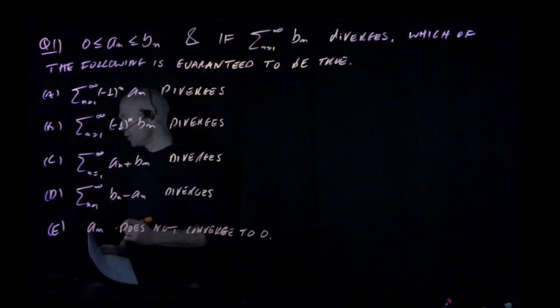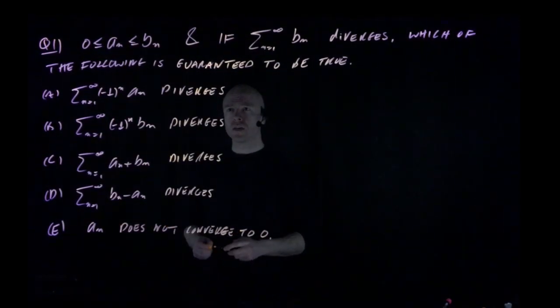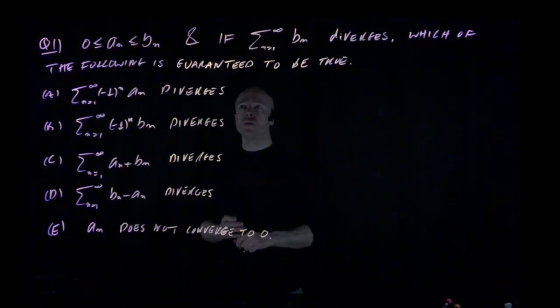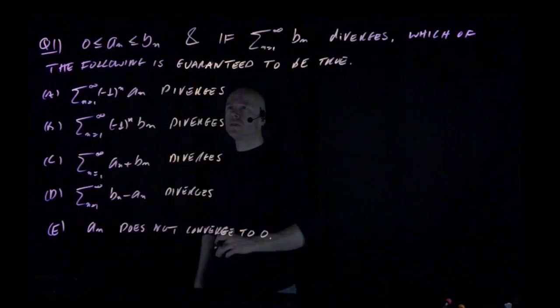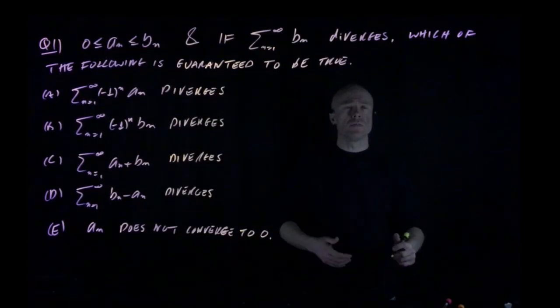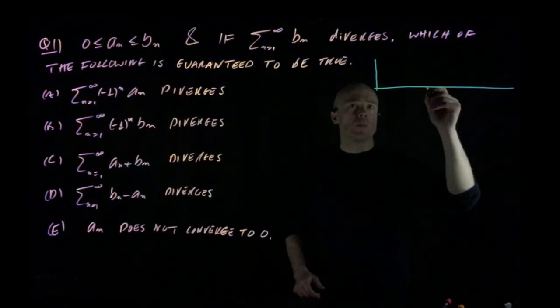Okay, I like this question. This is an effective way to test your understanding. So let's get to work on it. What do we know? We have these positive terms, an and bn. We just know that bn diverges, so I like to represent this with a picture, of course.